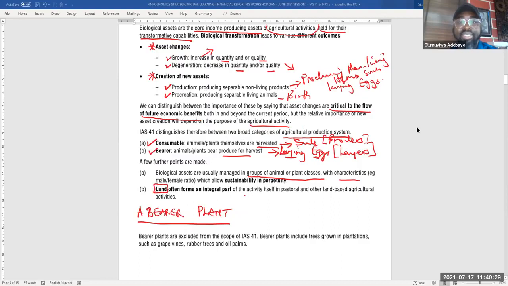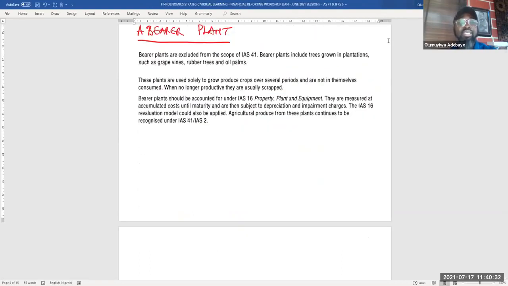And one thing you also need to take into consideration is that IAS 16 applies to it, and you could decide to use the cost model or the revaluation model subsequent to the point you have recognized it as an item of PPE. And in that case, you are going to apply the requirements of IAS 16 to it. Peradventure, it starts to bear fruit. The fruit harvested at the point of harvest constitutes agricultural produce, and such will be accounted for under IAS 41. Okay, but once it converts to inventory, it is accounted for under IAS 2.